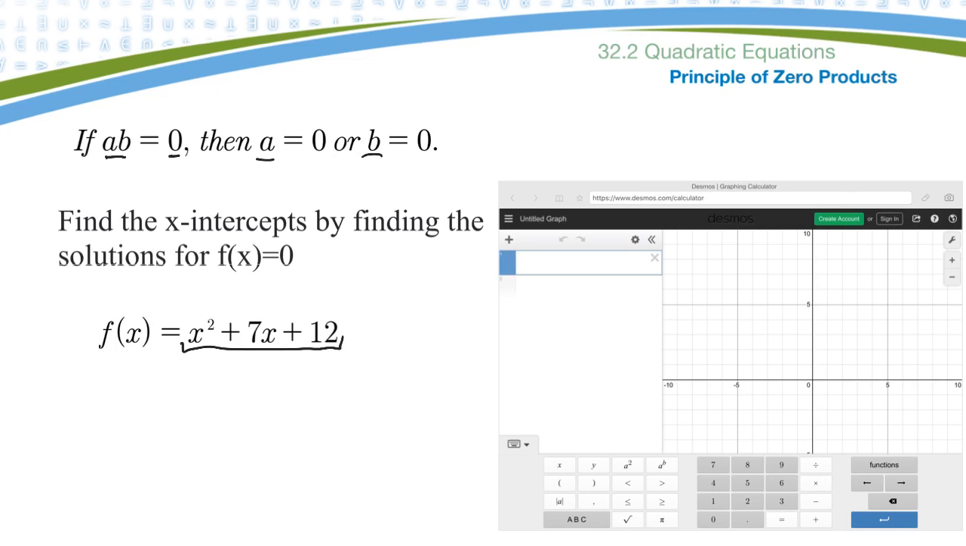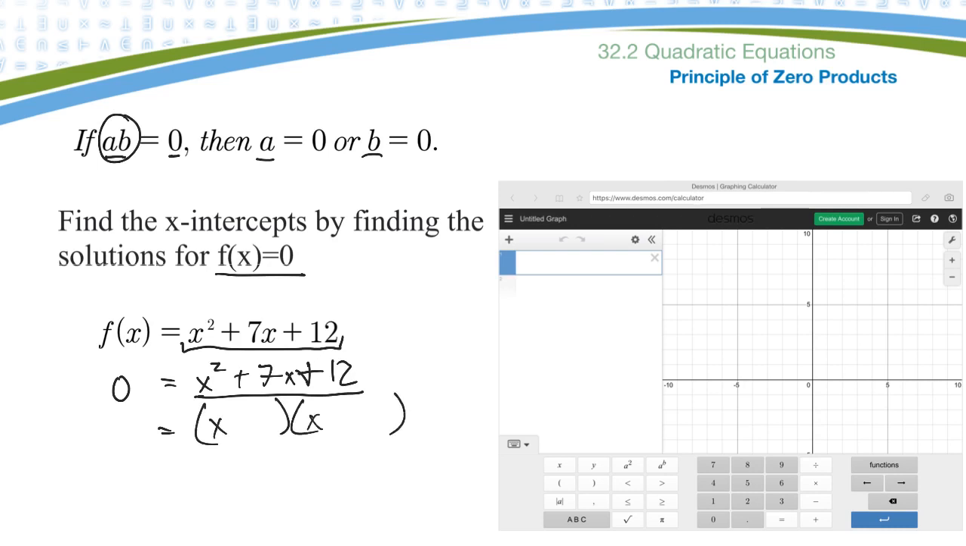So this question says find the x-intercepts, where it crosses the x-axis, by finding the solutions for this. So I'm going to put a 0 in for f of x. Now, x squared plus 7x plus 12, I want to get this so it's the product of two things, and to do that, you factor. So x and x, two things that multiply to 12 and add to 7: plus 3 and plus 4. Then you can equate both of those factors to 0 and solve the equation.